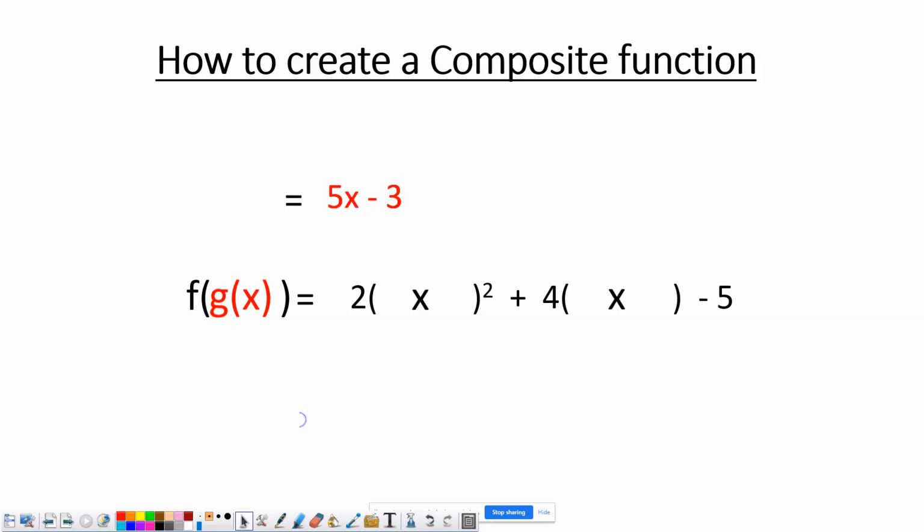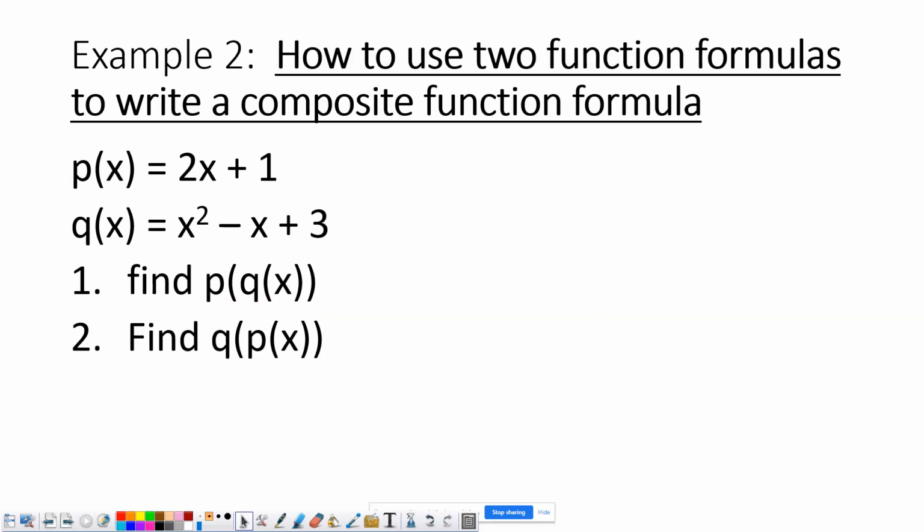Okay, I'll show it to you again. So we take the x out of the f function and we put the g in its place. And since I did that on the left side, we're going to do it on the right also. We take the x's out and we put the g of x, or the 5x minus 3, in their place. Okay? So that's our little animation to demonstrate how you create a composite function out of two other functions when you're given their equations.